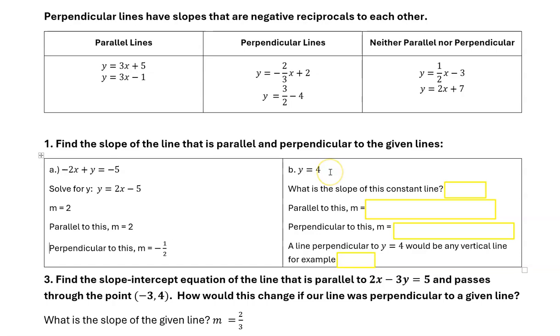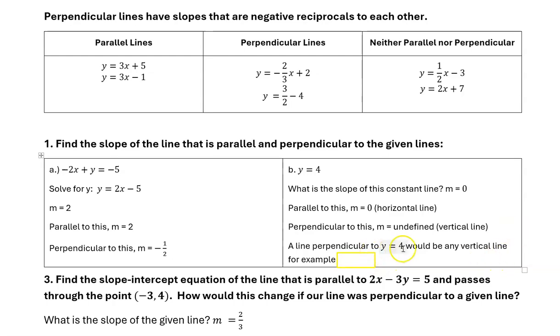What about if you had a constant line like y equals 4? What's the slope of that? y equals 4 is a horizontal line, so the slope is 0. That's true for all horizontal lines. Any line parallel to this would be a horizontal line, so they would all have slopes of 0. But perpendicular to this would have an undefined slope because it would be a vertical line. Horizontal lines have slope 0 and vertical lines are undefined.